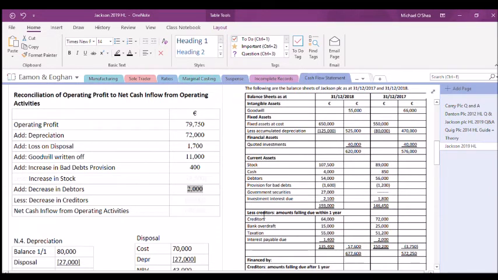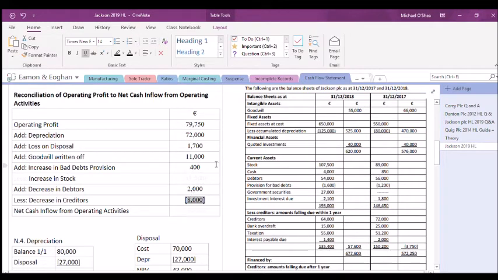My creditors, I see here, was 72, and it dropped to 64, a difference of 8,000. Now I'm going to take this away because my creditors have been decreased. It means I've actually paid off some of my suppliers. So the effect that's had on cash is that it's reduced the amount of cash I have.